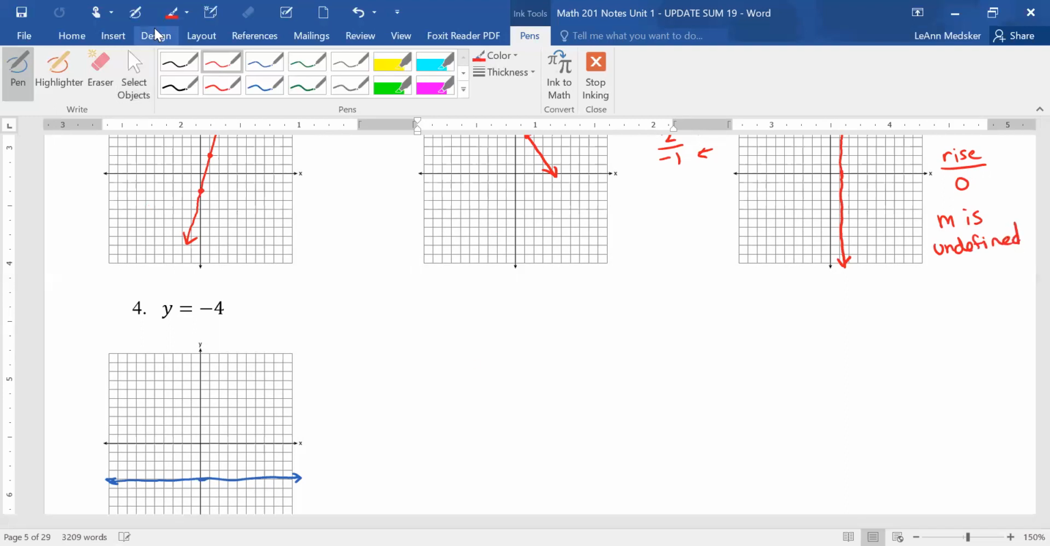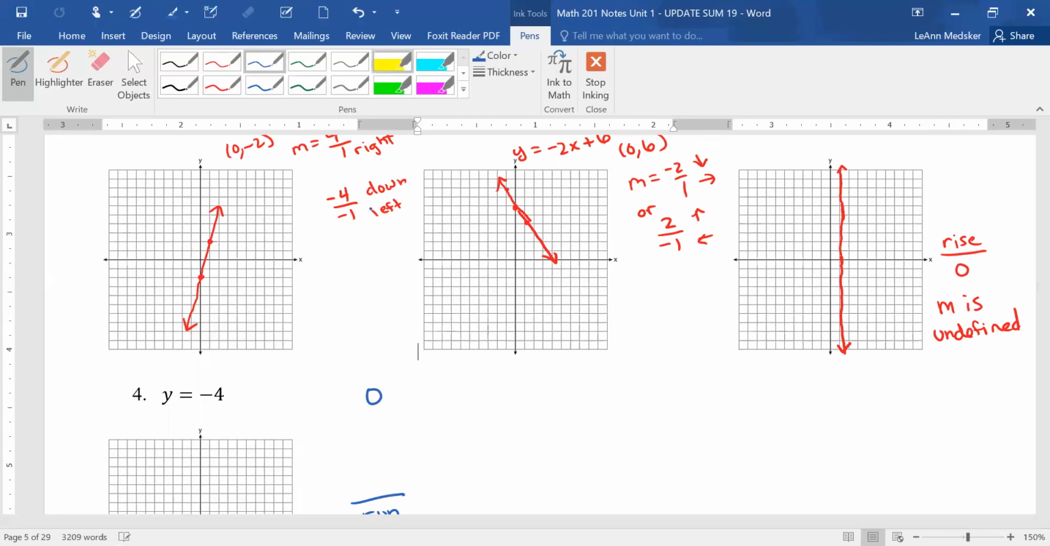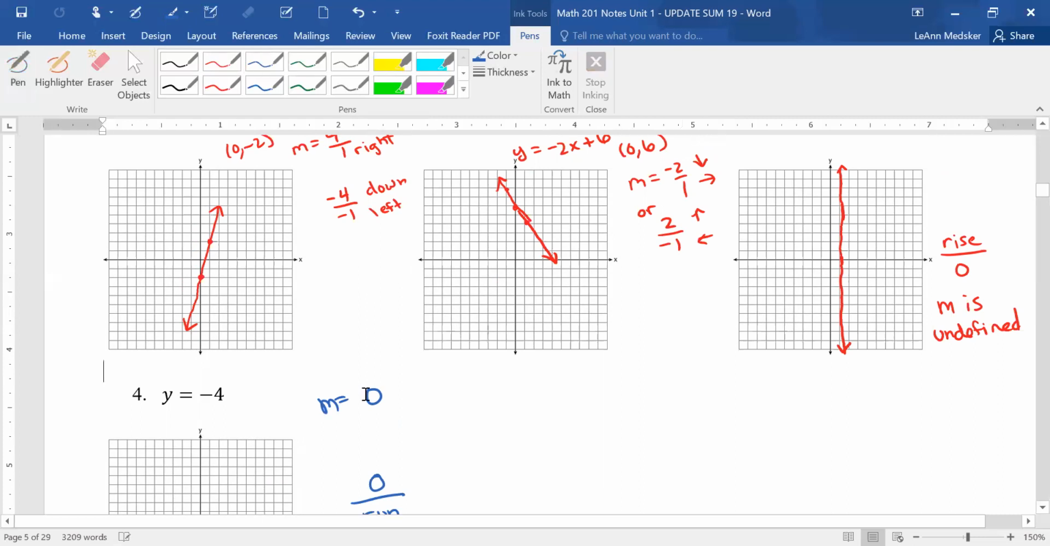Okay, and on this one, we have the run. Definitely, we have lots of run, but we have no rise. So that's like having a 0 on top. And I have no idea why that guy jumped up there. But that means that it's m equals 0. So we'll just go ahead and use that.